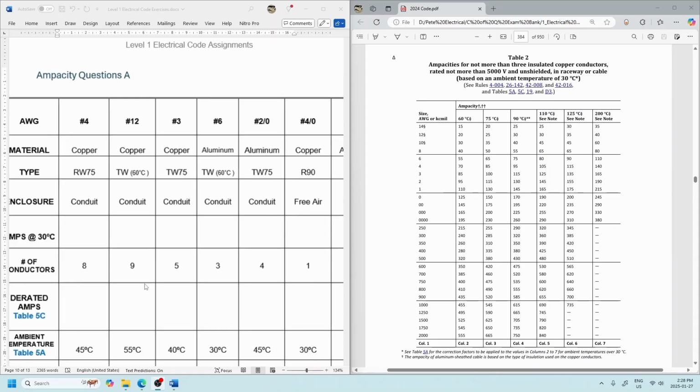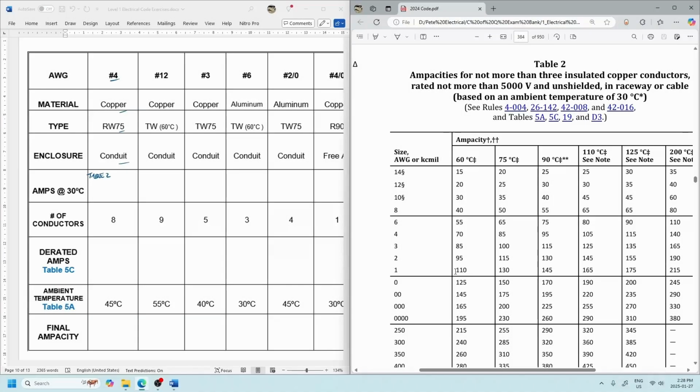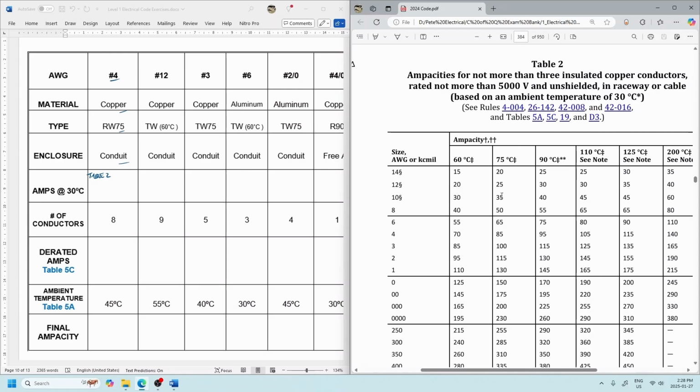Okay, so let's make this a little bit bigger so we can see what we're doing, and we'll go through each of these examples. Let's start off with the number 4 copper RW75s that are run in conduit. If we have copper run in conduit, we're going to go to table 2. So table 2, number 4s. Which column are we in? The 75-degree column. So for those, it looks like we've got 85 amps as my base ampacity.